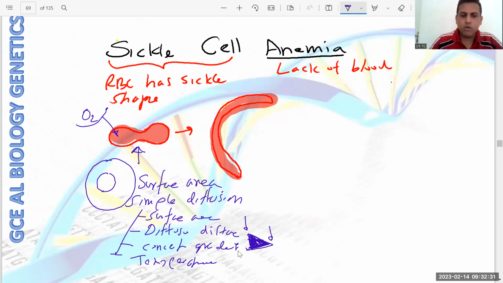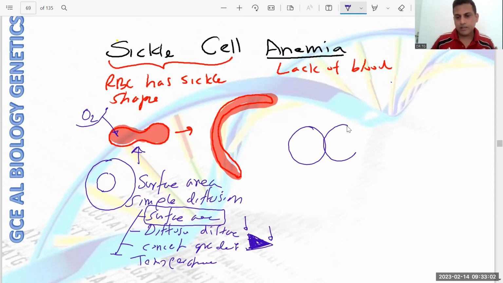This is very important in biology, not just in this place but in many places. Diffusion is one of the important movements. So what are the factors affecting diffusion? Surface area, diffusion distance, concentration gradient, and temperature. Surface area is increased by having this shape. Now what will happen if the hemoglobin molecules are like this?